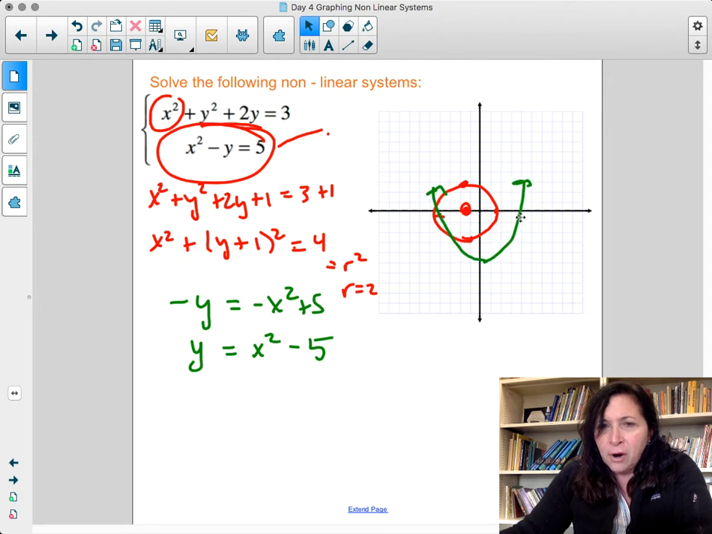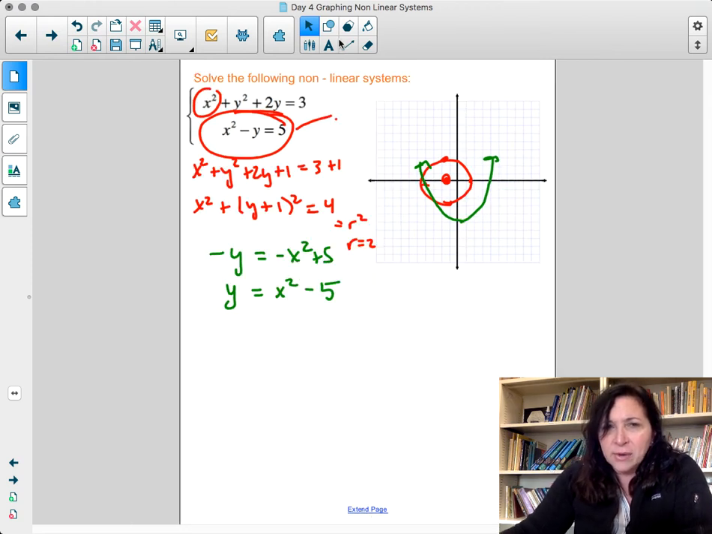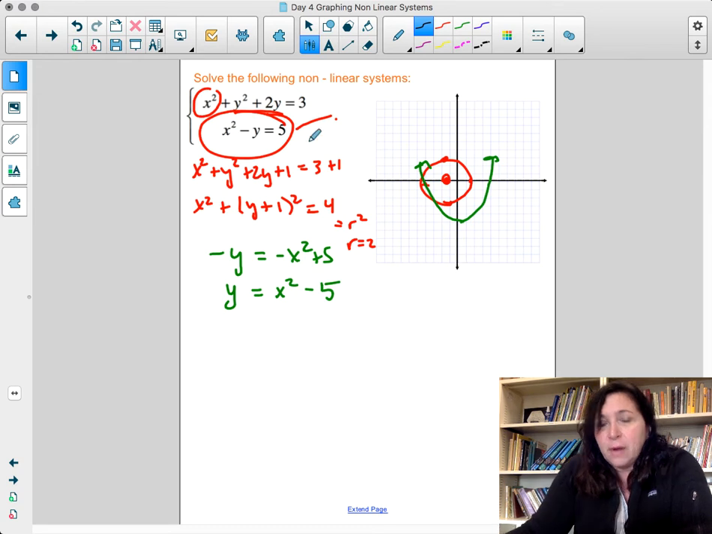So where are my intersection points? That's what I want to know. It kind of looks like they're right there. And if that's the case, okay, so now I need to prove it. We're going to prove it.